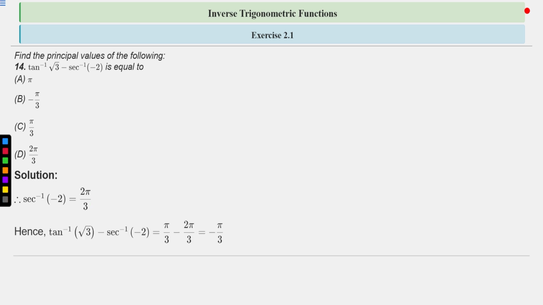Hence the whole value, tan inverse root 3 minus sec inverse minus 2, will be equal to pi by 3 minus 2 pi by 3, which comes out to be minus pi by 3 after solving. Therefore, option B will be the correct answer. Got it? Okay, thank you so much.